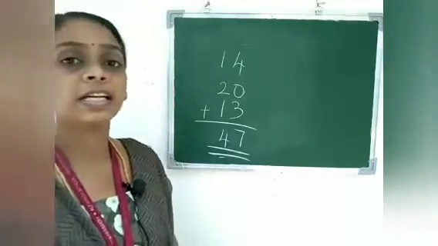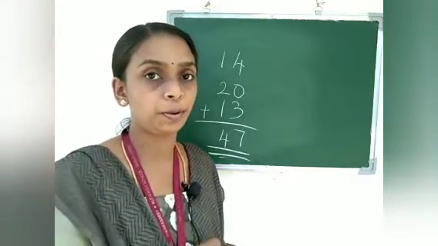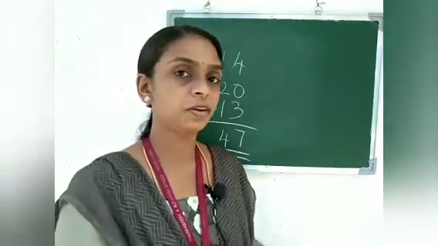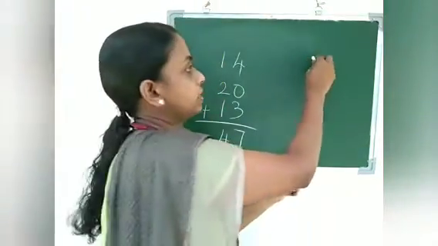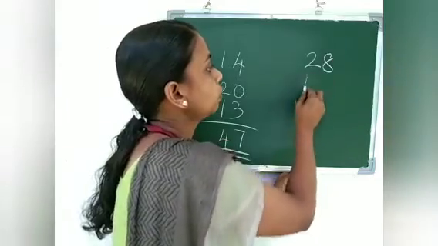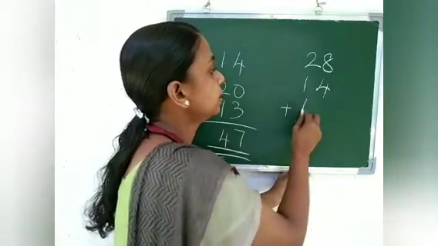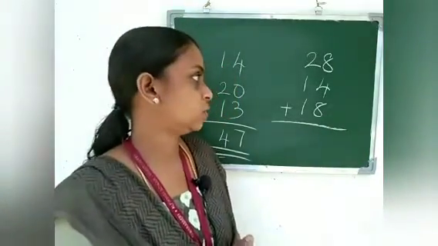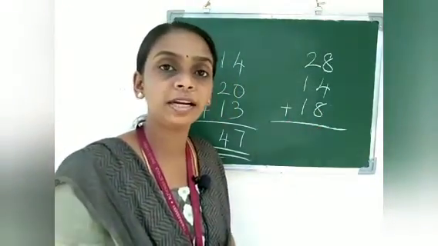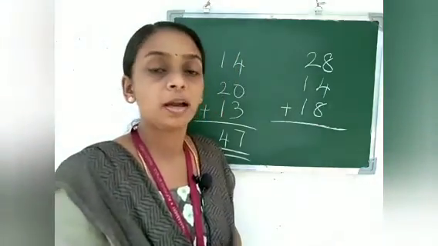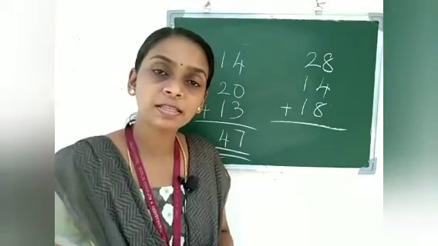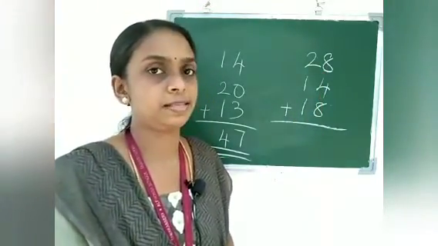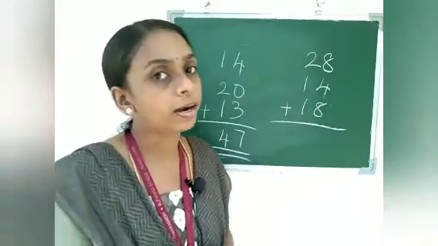Then we studied addition of 3 numbers with regrouping. I will write here one example. 28 plus 14 plus 18. So now we will look at addition of numbers with regrouping. First we have to start from which place? We have to start addition from the ones place.